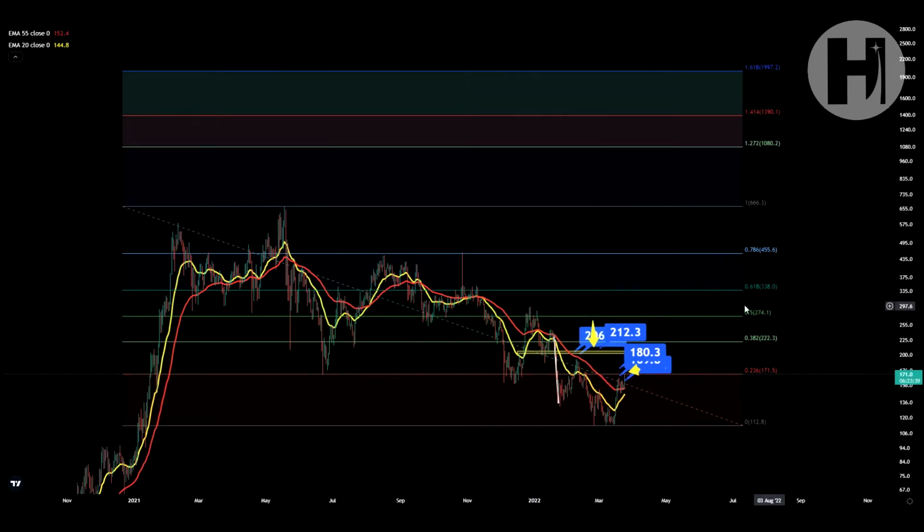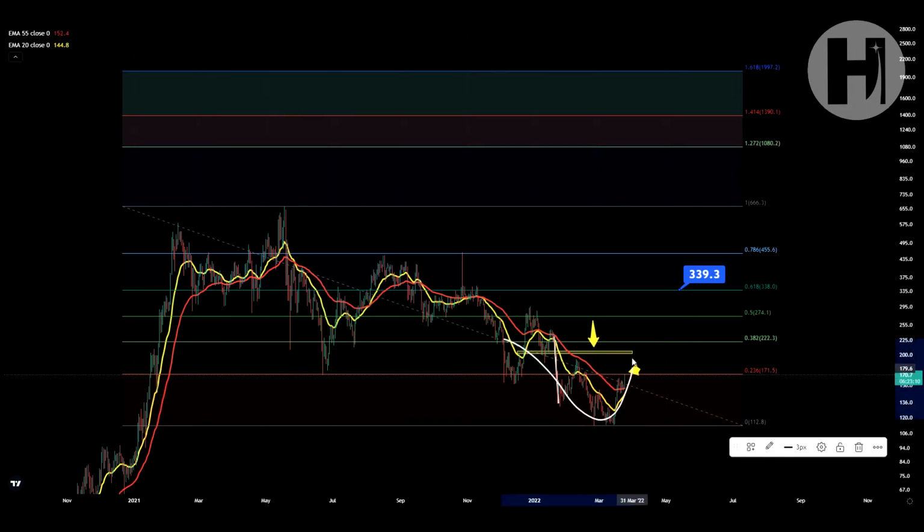So obviously we have the golden ratio, which is the 0.618 at $338. This is an important level that we're going to need to break through in order for us to be bullish, and in order for us to be more certain that we're going to at least retrace to the previous swing high here at $666.